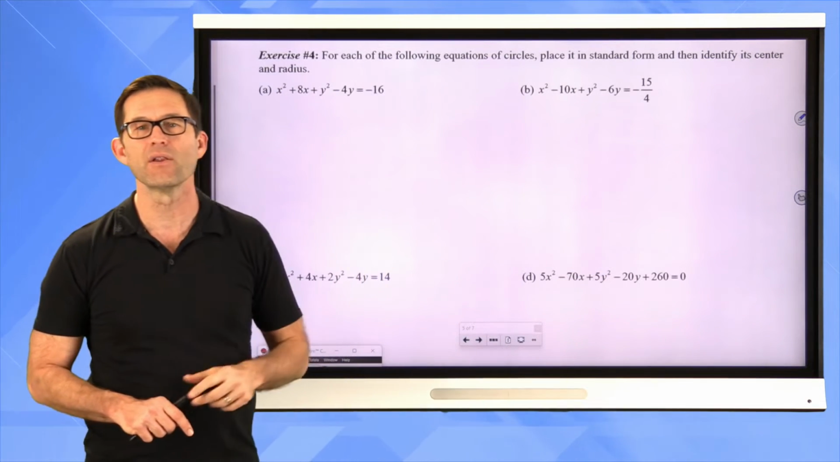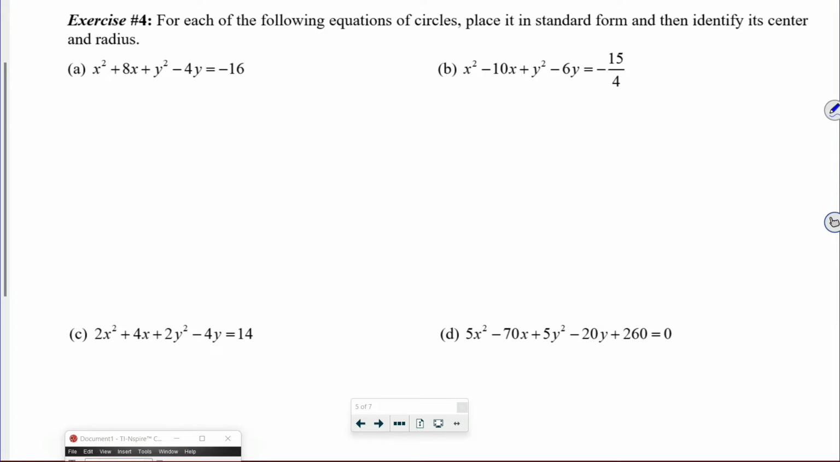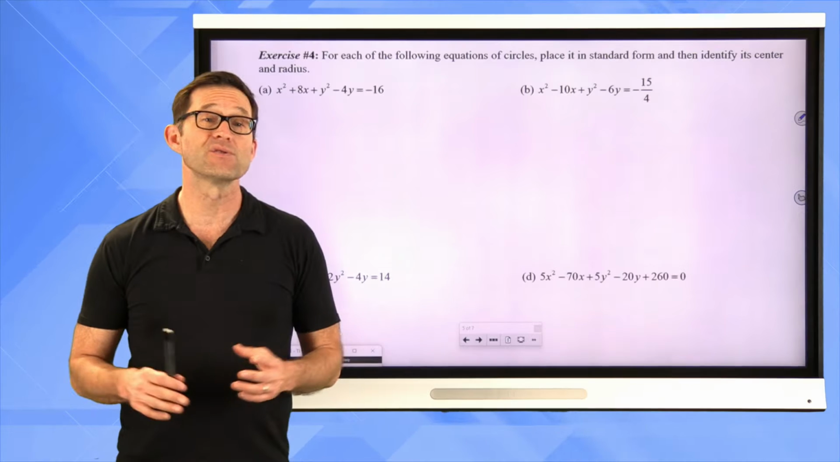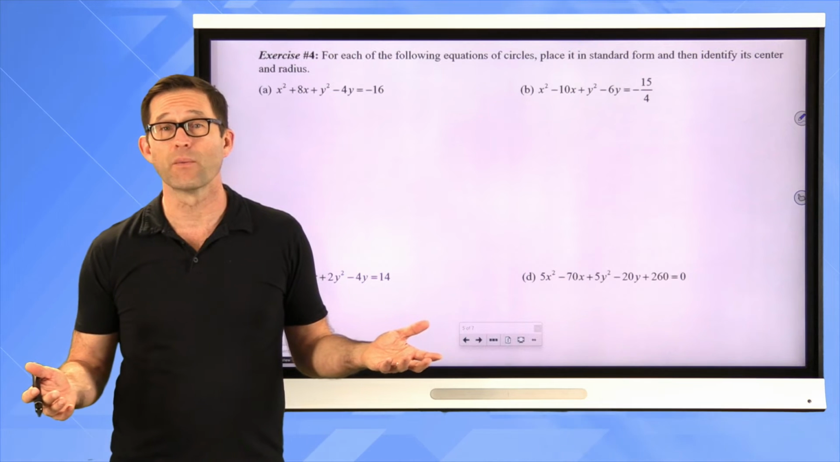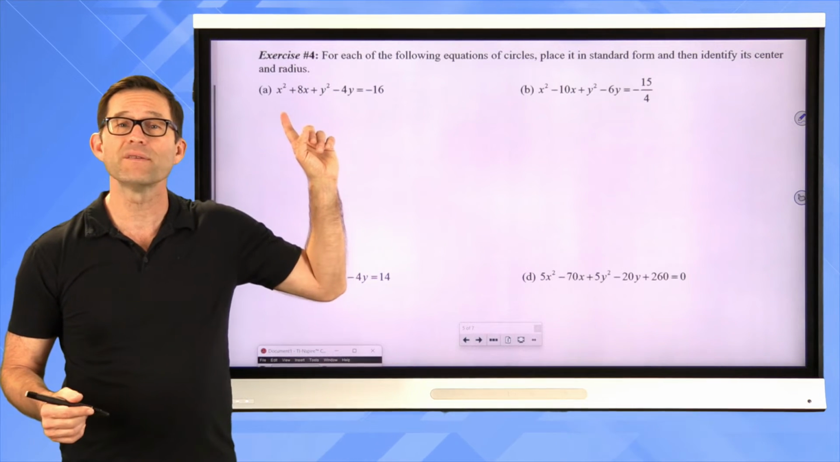All right, so let's take a look at letter A. For each of the following equations of circles, place it in standard form and then identify its center and its radius. Letter A, x squared plus 8x plus y squared minus 4y is equal to -16. Now this is the one that's the most like the ones that we were just doing. Now again, you take it one step at a time.